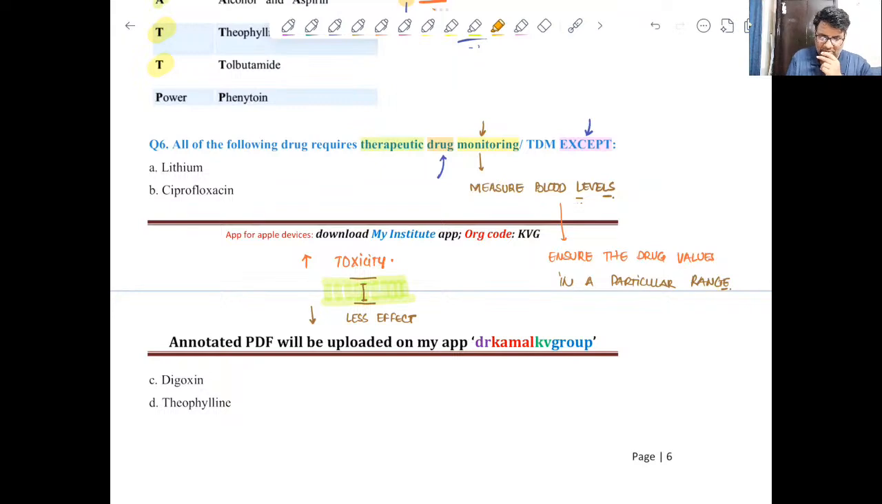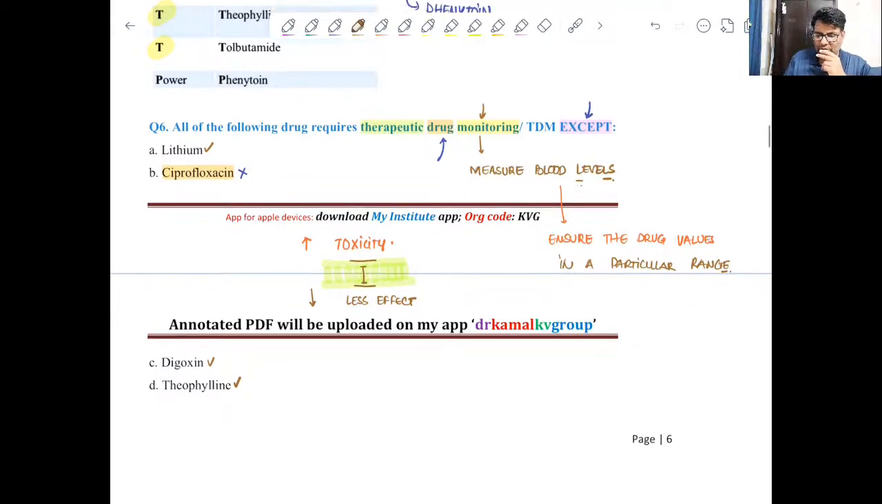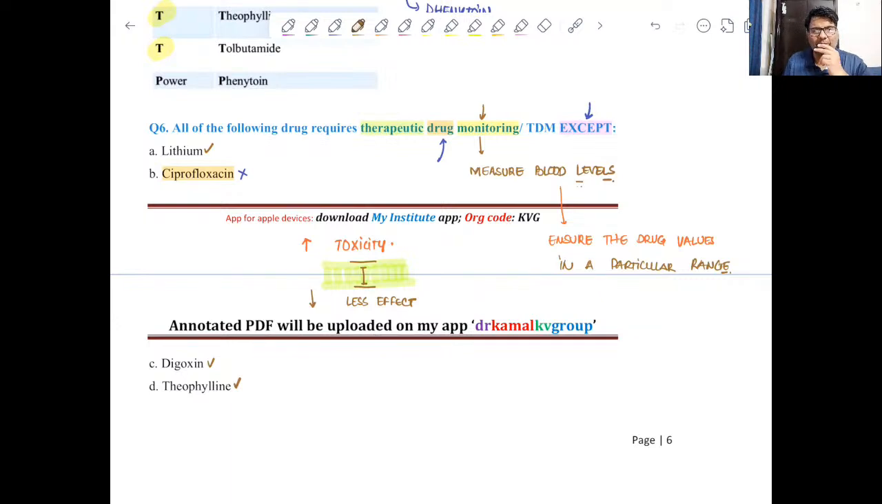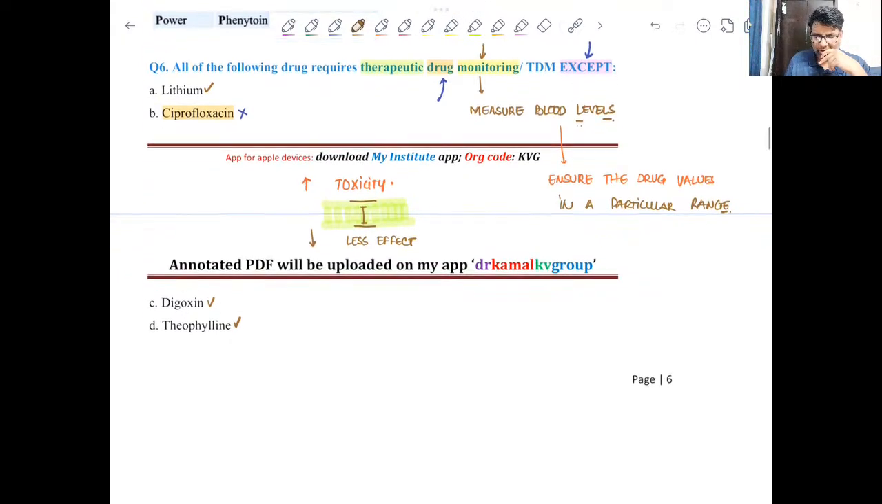Yes, Siva, very good. So the answer is ciprofloxacin, because for this we don't do any therapeutic drug monitoring. We require monitoring for lithium, we require monitoring for digoxin, and we require monitoring for theophylline as well. So the answer will be ciprofloxacin, because for that we don't require any monitoring at all. So for therapeutic drug monitoring, remember few good examples like lithium, digoxin, theophylline, clear?